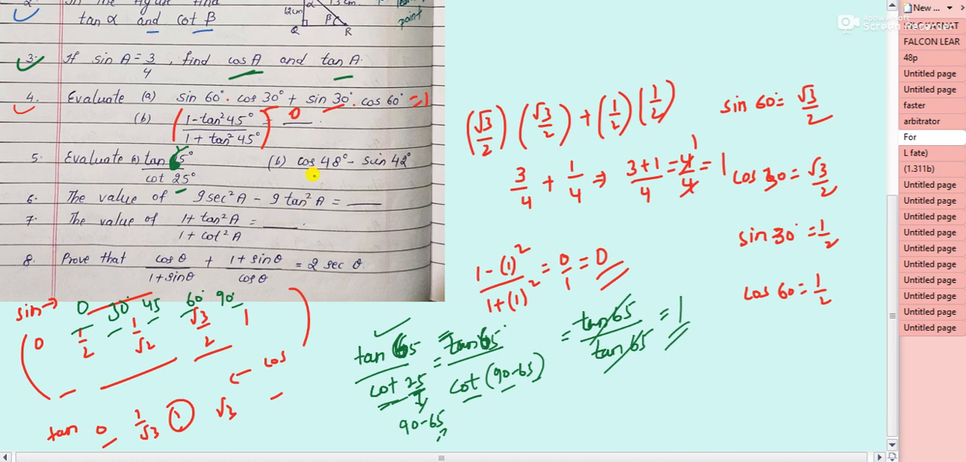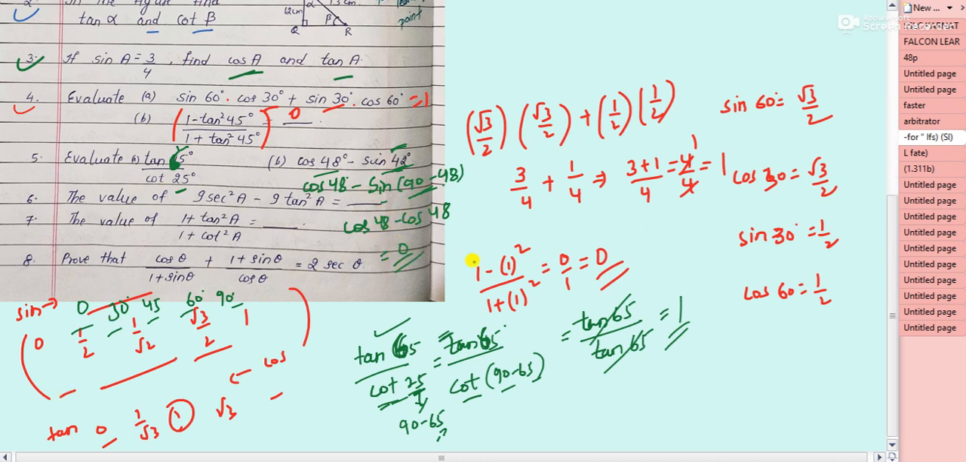Okay, now again this. You can keep this as it is, tan 48 minus, here sine you can write as it is, but instead of 42 write 90 minus something. How much should you subtract from 90 to get 42? 48. So what is sine of 90 minus 48? It is cos 48. So cos 48 minus cos 48 is 0.